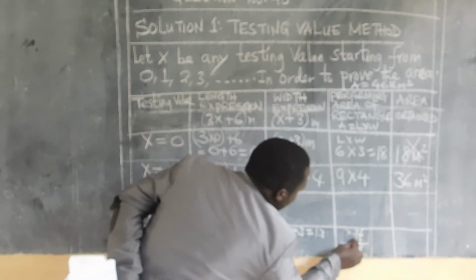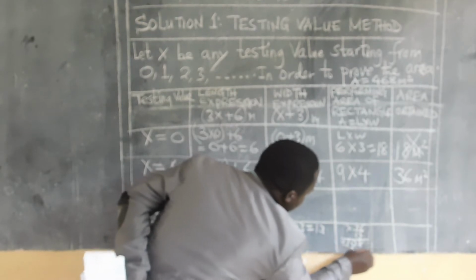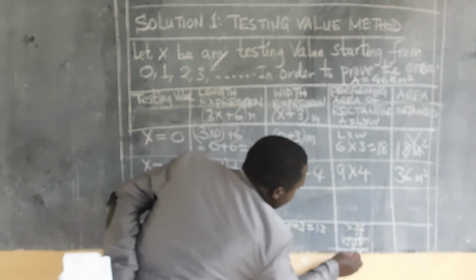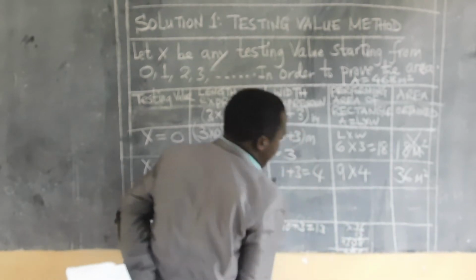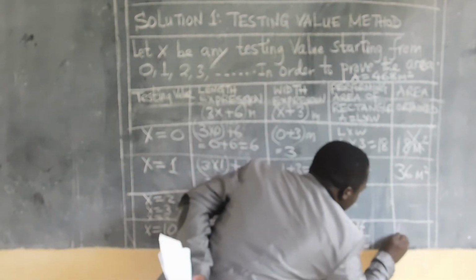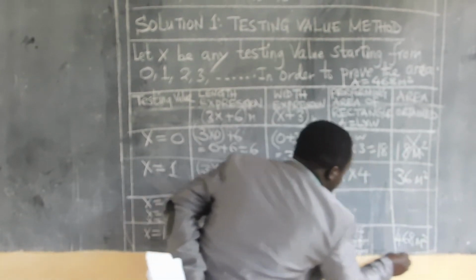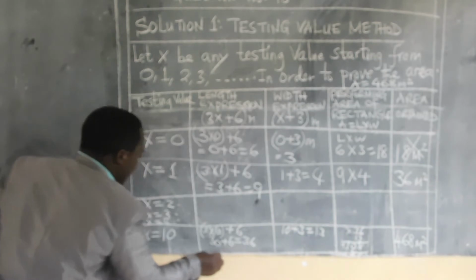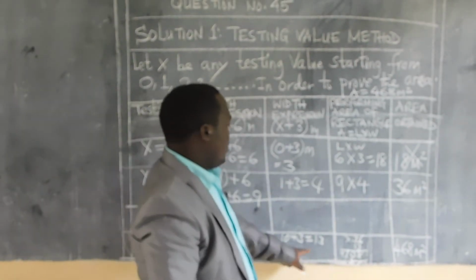1 times 6 is 6. 1 times 3 is 3. When you add, you get 8, 6, 6, 4. So we have gotten the area is 468 square meters. The area which was given, and it is proved that now the area was correct.